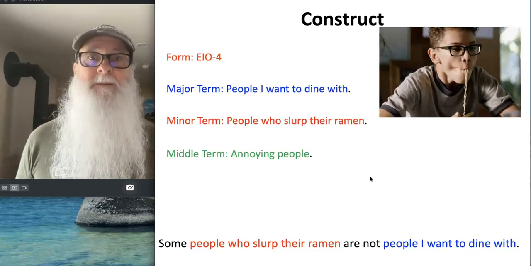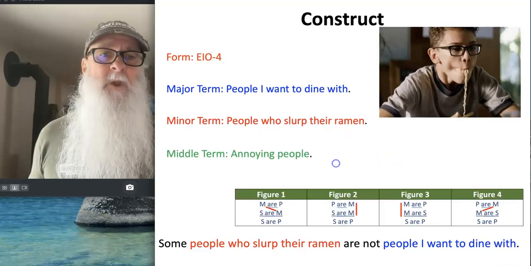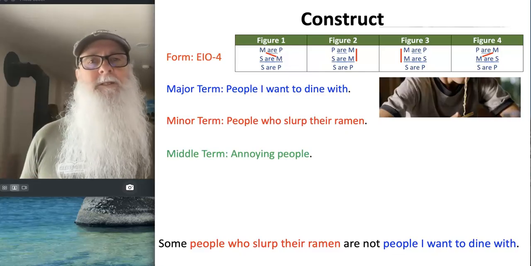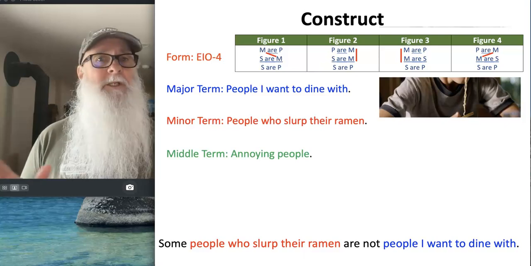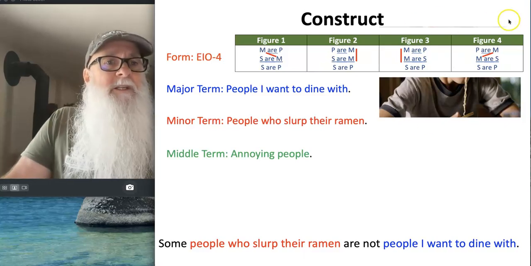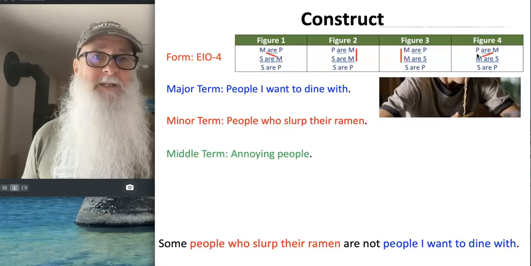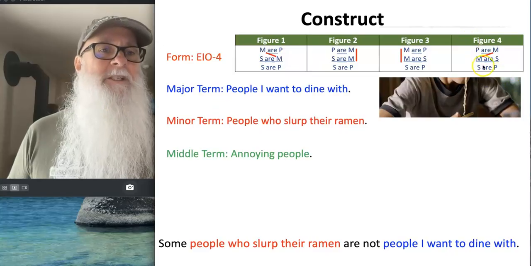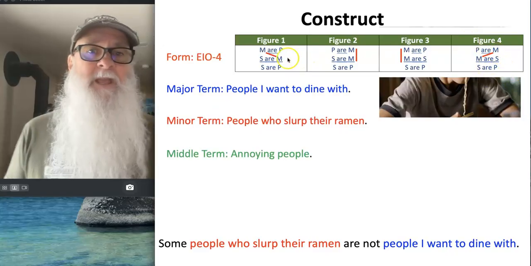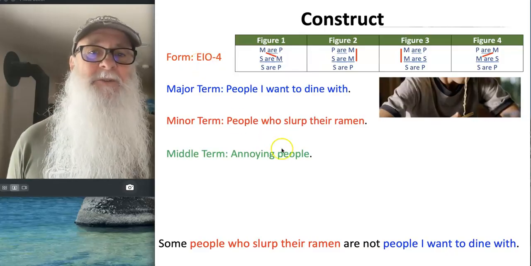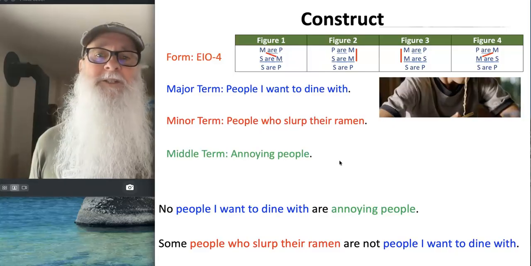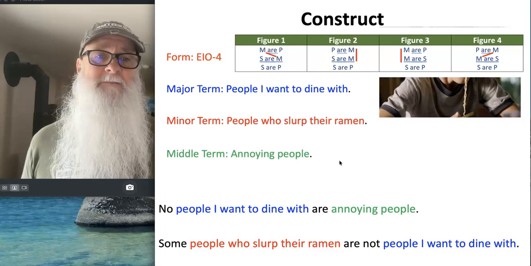Now we have to figure out what the premise statements are going to look like. And to do that, we're probably going to want to have this inventory of the 4 figures handy, because that's going to make it easy for us to identify where the major, the minor, and the middle terms are going to appear in our premises. Our argument is in figure 4. And that tells us that in the very first premise, the major term, people I want to dine with, is going to be in the subject position of the first premise. And the middle term, annoying people, is going to be in the predicate position of the first premise. And we know here that our first premise is an E statement. So we're just going to create an E statement that has the middle term as the predicate and the major term as the subject. And that would give us: No people I want to dine with are annoying people.